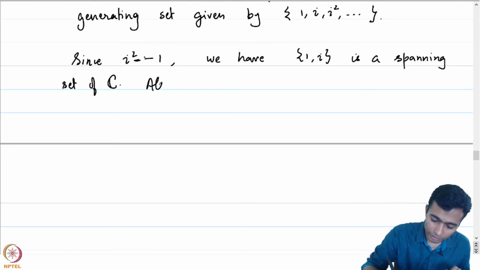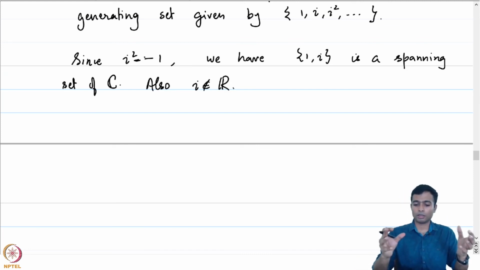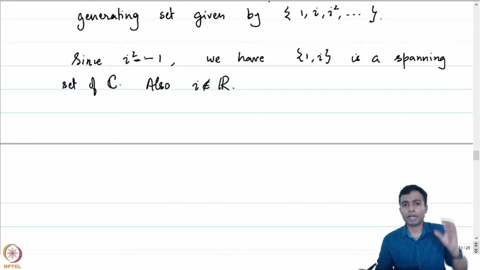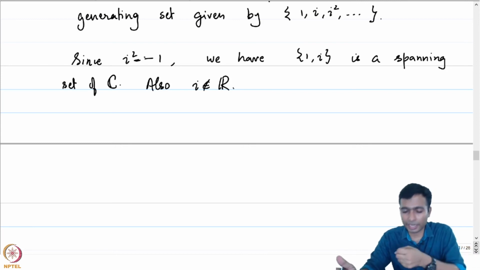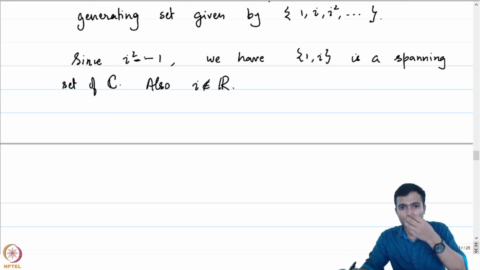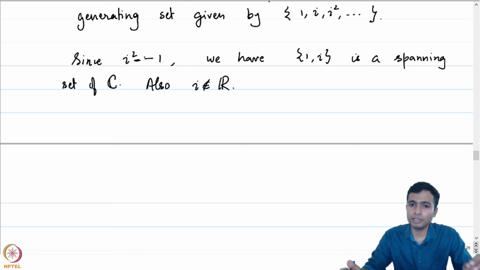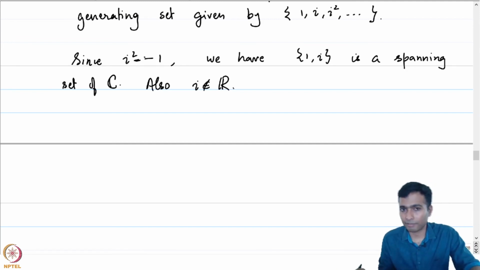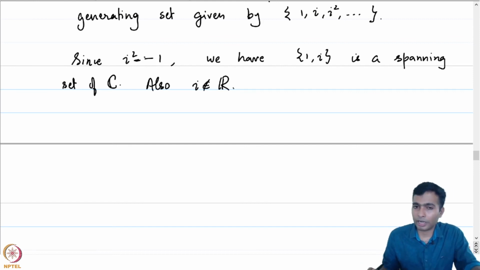Also notice that I does not belong to R. Why is that the case? Because if I belongs to R, what was I? I was the coset represented by the polynomial x. And if it is in R, that would mean that x plus the ideal generated by x square plus 1 is some a plus the ideal generated by x square plus 1, where a is a real number, or that would mean that x minus a is in the ideal generated by x square plus 1, which cannot be the case because x minus a will have degree 1. Right, so I does not belong to R, and therefore 1 and I turn out to be linearly independent.